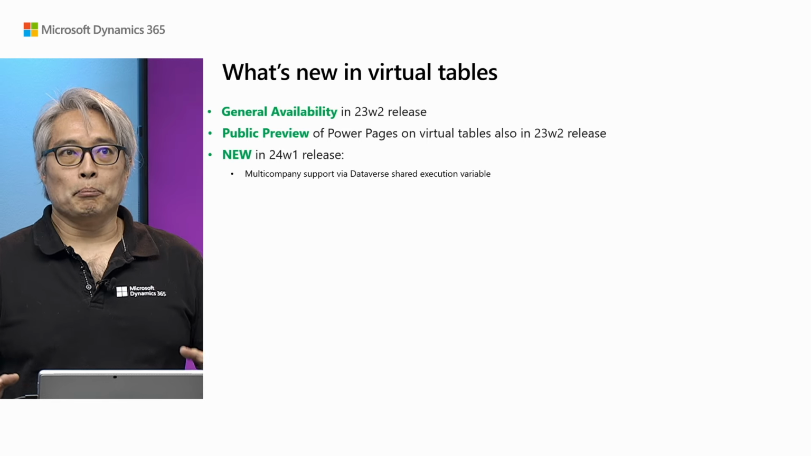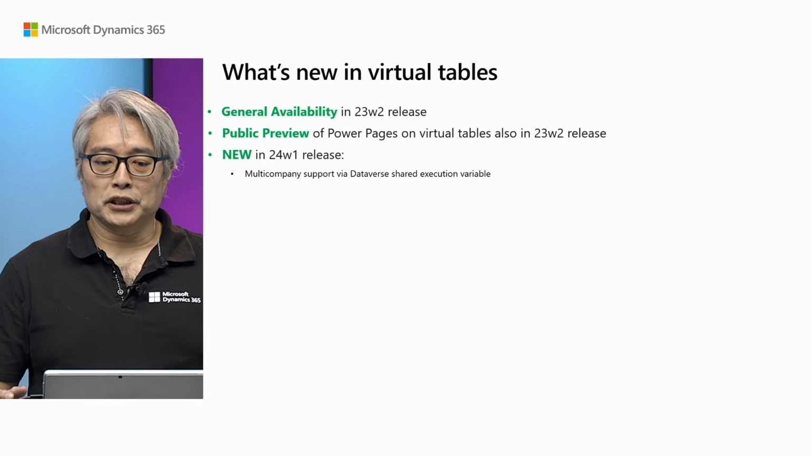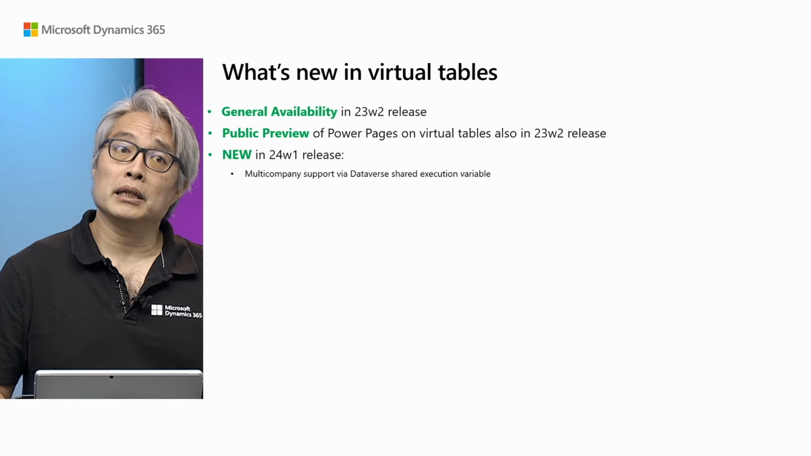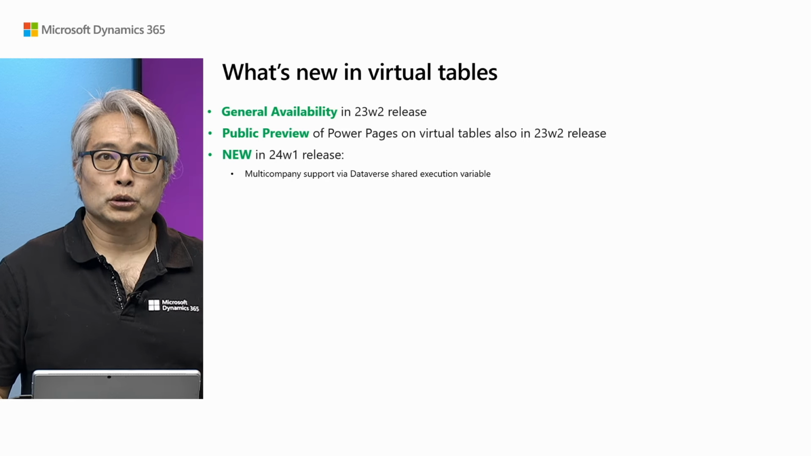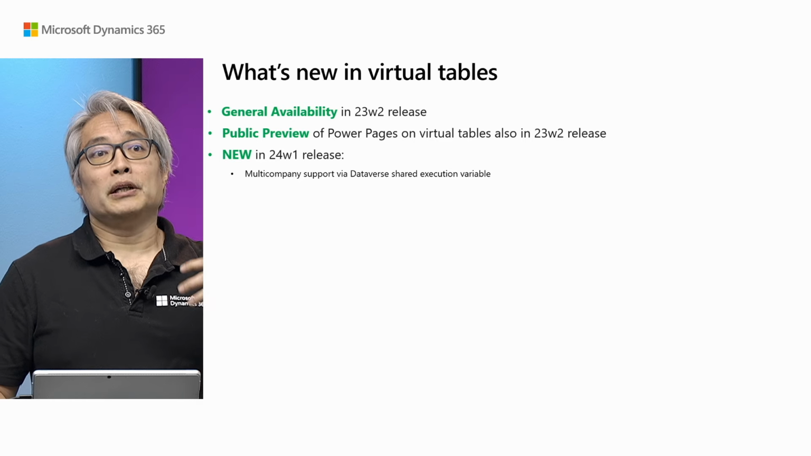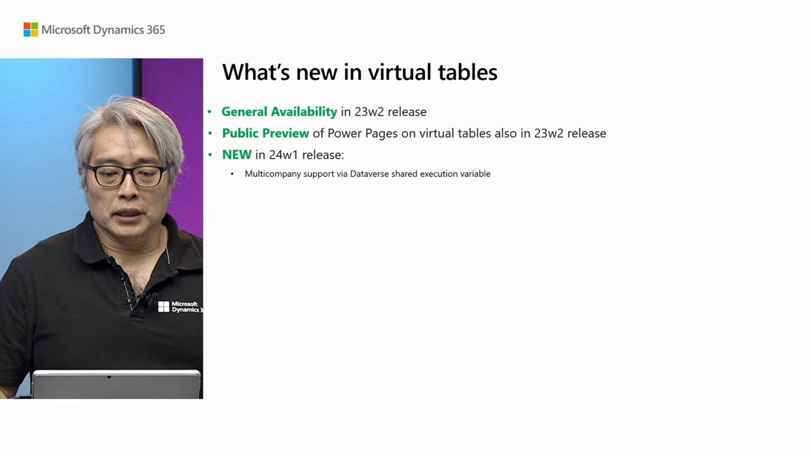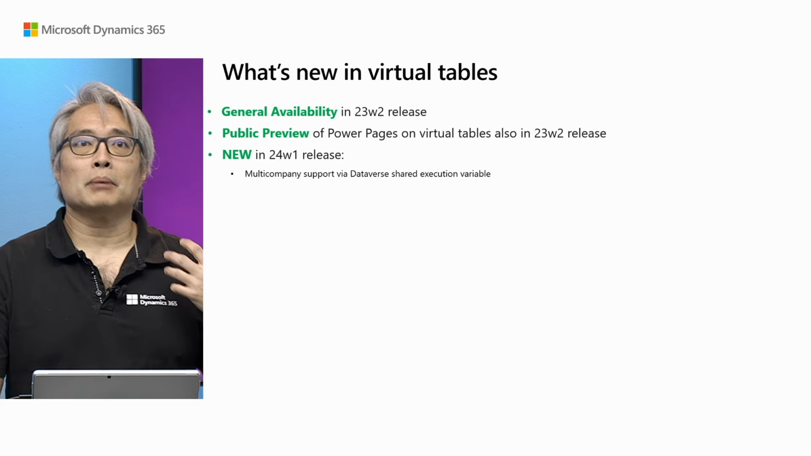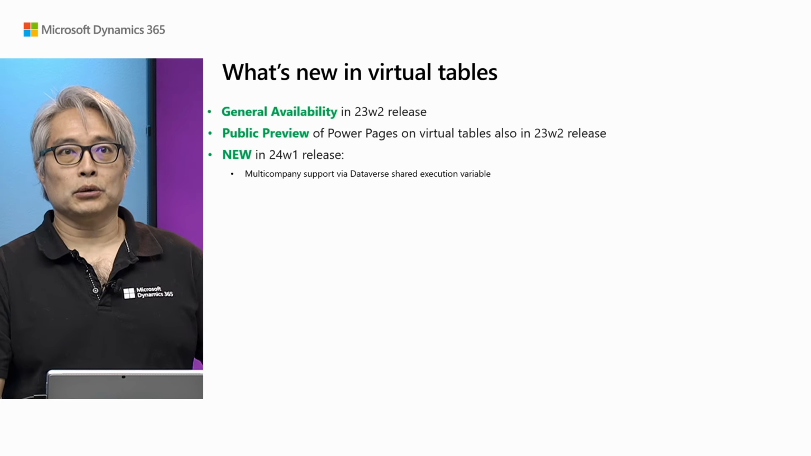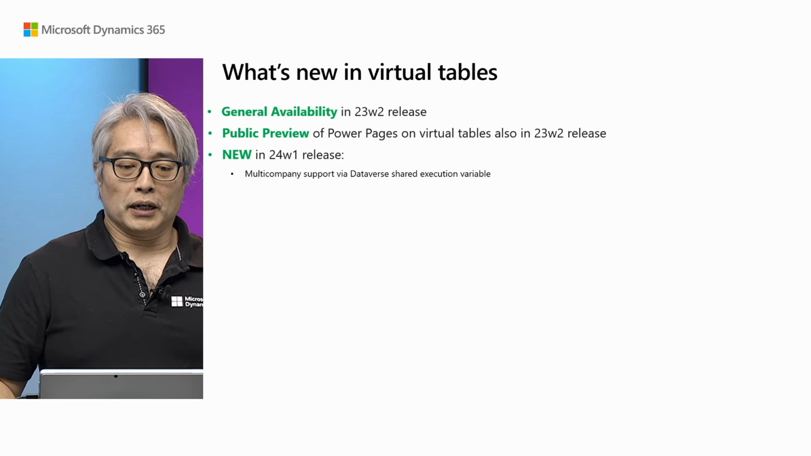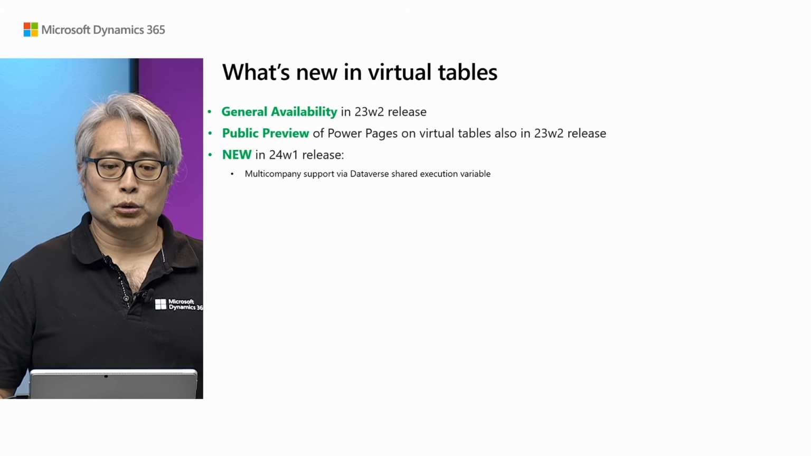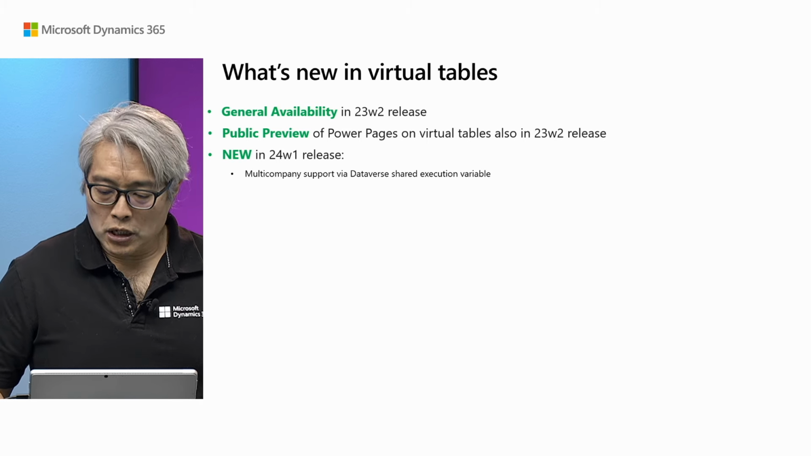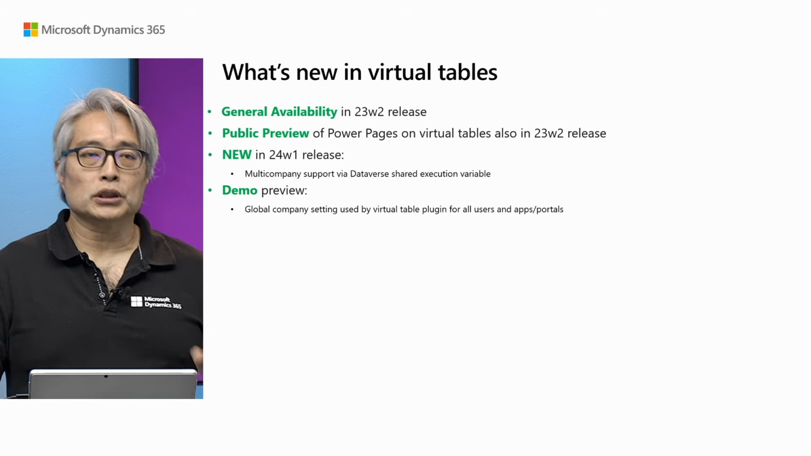We don't have many features, but we have these small features that have been in high demand by many partners and ISVs who want to build virtual tables to support different companies in Business Central. As you remember, there is no company concept in Dataverse, so we have to support a way for Power Apps and Power Pages to target different companies. In the demo later, I will show several steps.